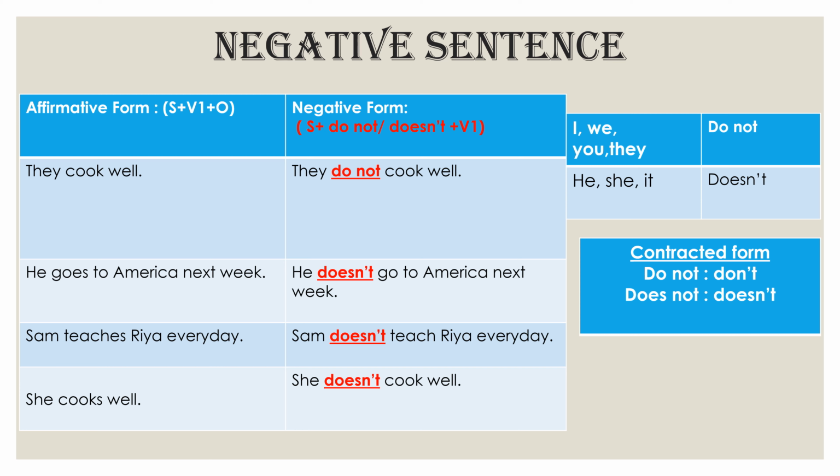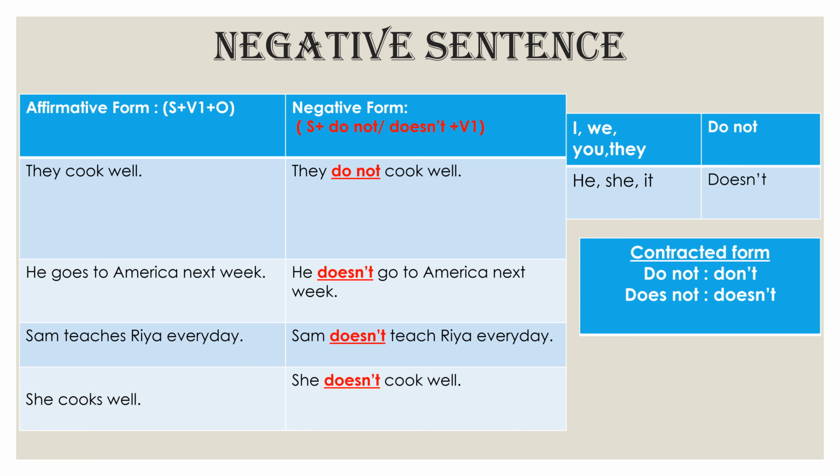They cook well. This affirmative statement can be changed into a negative statement by putting the adverb of negation not between the auxiliary verb do and the main verb cook. He goes to America next week. He doesn't go to America next week. Sam teaches Ria every day. Sam doesn't teach Ria every day. She cooks well. She doesn't cook well.